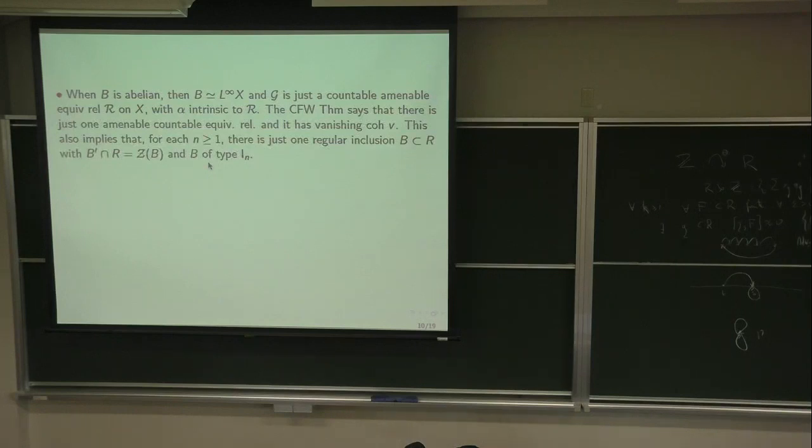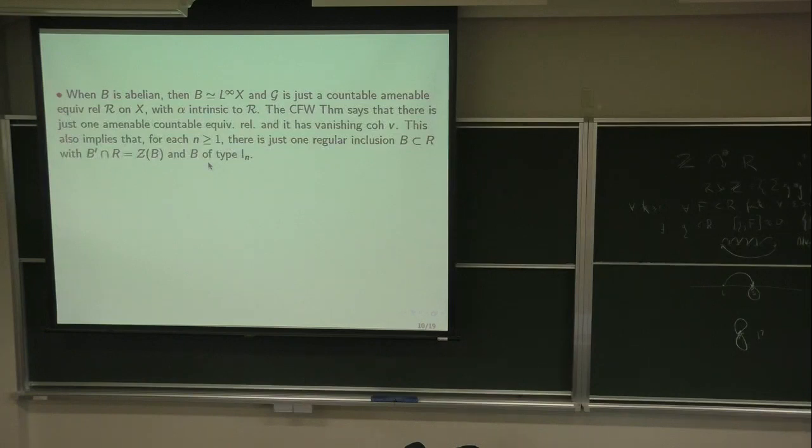What happens in the case B abelian? G is just the countable relation. You have no isotropy, so it's just arrows that displace the points, the equivalence relation. What happens with alpha? There is no alpha in that case, it's sort of intrinsic. It's just the equivalence relation, because R itself is also alpha. So giving the groupoid gives you also the alpha.